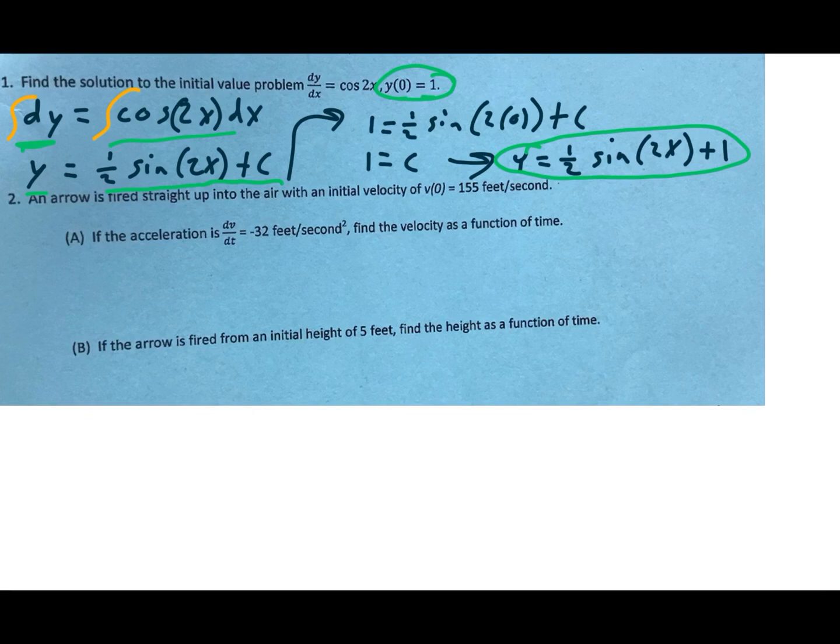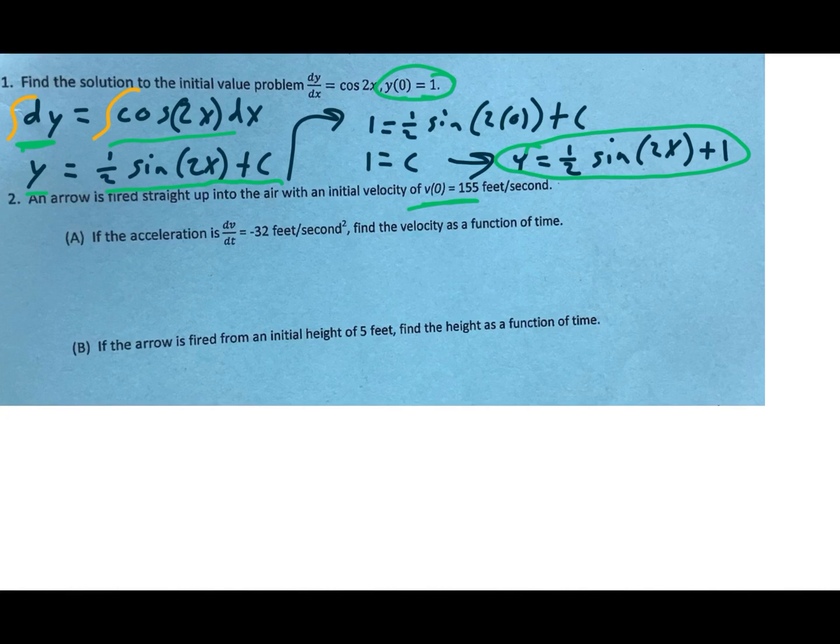Now on this next one, an arrow is fired straight up into the air with an initial velocity, and then we're given the acceleration equation. What that's telling us basically is I need to recognize that if I integrate acceleration, I get velocity, and this v of 0 equals 155 is an initial value. So I know that when time is 0, velocity is 155 feet per second. I'll be able to use that to solve for c on part A. And then if the arrow is fired from an initial height of 5 feet, find the height as a function of time. That's giving me another initial value.